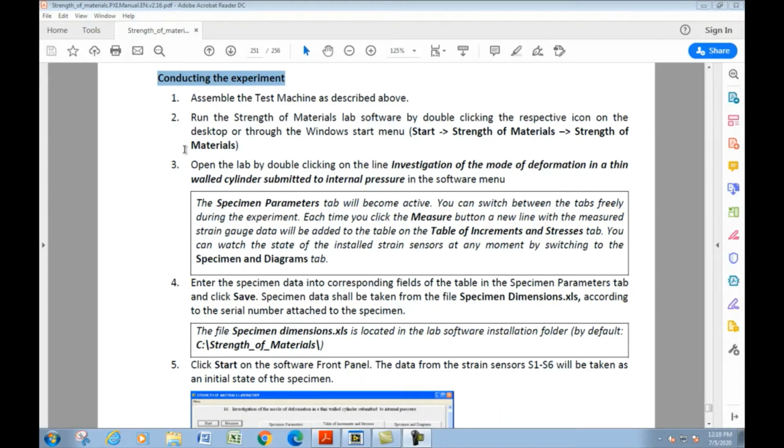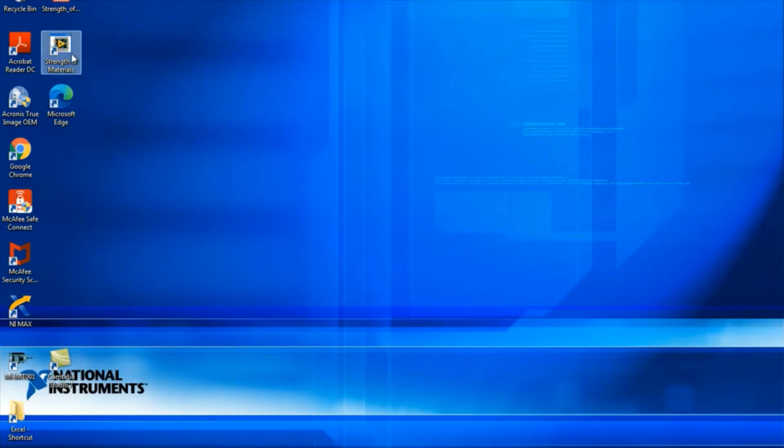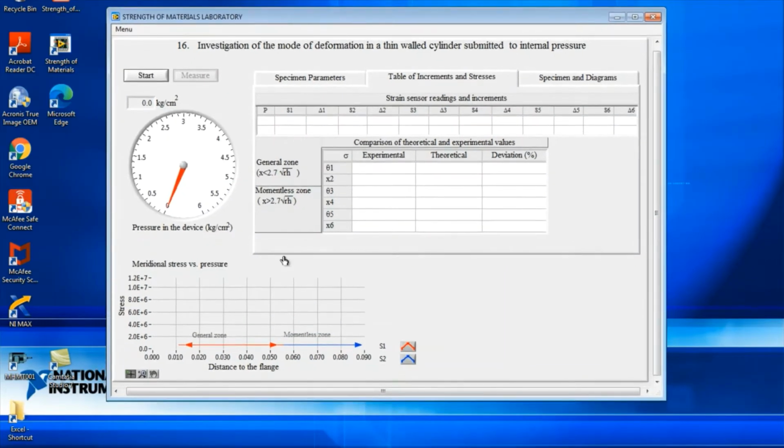So for conducting the experiment, step number 1, assemble the test machine as described above. We already did that. We need to run the strength of material lab software. So if you go to the desktop, this is the strength of material software, double click, it's already open in here. Good. So this is experiment number 16, investigation of the mode of deformation in a thin-walled cylinder submitted to internal pressure. So click experiment number 16, double click. Okay, this is our experiment.